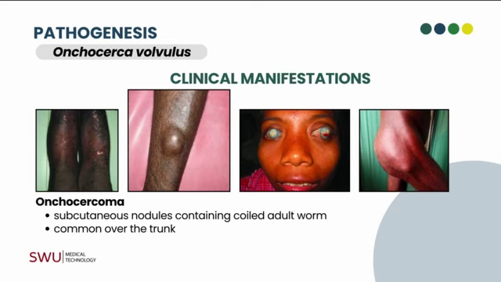Ang onchocercoma mao na ni ang subcutaneous nodules. Di ba ang subcutaneous nodules kay mao ni ang ga-contain sa adult worm. Now, this nodule or ang usa ka burot nga nasa lawas sa tao, it appears as firm, non-tender, and it's variable in size. So, it ranges from a few millimeters to about 10 centimeters. And it's common over the trunk, particularly in the sacrum and in the hip area.